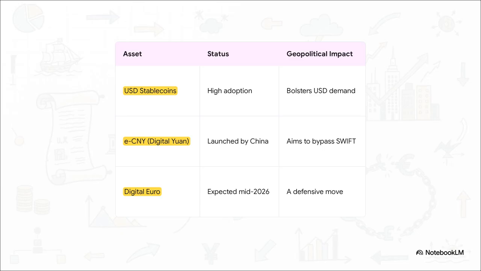The competition is now shifting to a whole new battlefield, digital currencies. And this is a fascinating race with huge stakes. The US is kind of accidentally benefiting from private stablecoins, which are pegged to the dollar, and actually increased demand for it. Meanwhile, you've got China pushing its digital yuan as a way to trade outside the dollar system, and Europe is scrambling to develop a digital euro just to stay in the game. The future of money is literally being coded as we speak.